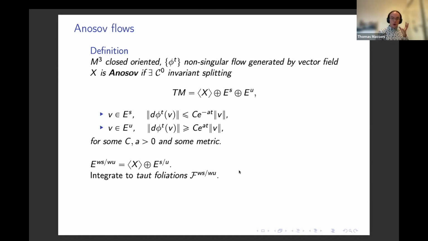And then you can also add the direction of the flow to the stable or unstable direction to get the weak stable and weak unstable directions. And these two plane bundles integrate to some foliations, the weak stable and weak unstable foliations. And I should also mention that these Anosov flows satisfy some structural stability. If you start with an Anosov flow and you wiggle it a little bit, then it's still going to be Anosov, and the two dynamical systems that you obtain are actually closely related. They are equivalent for a suitable notion of equivalence.